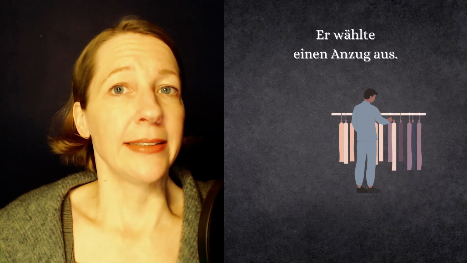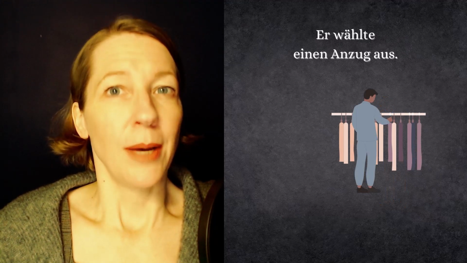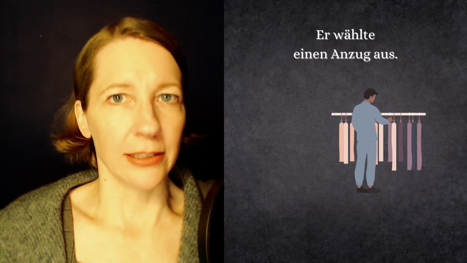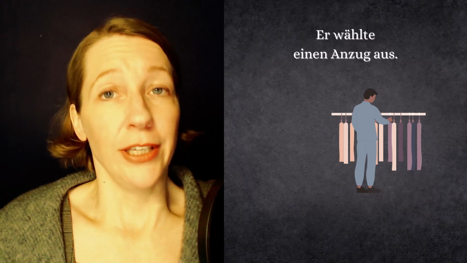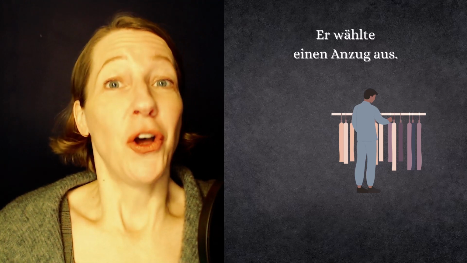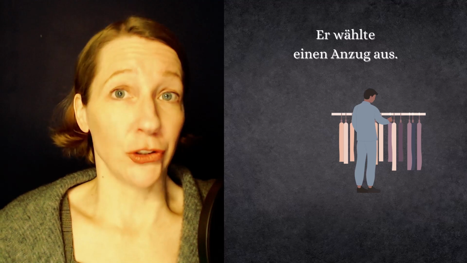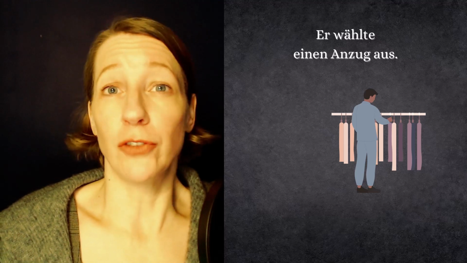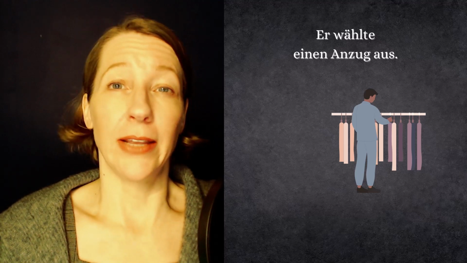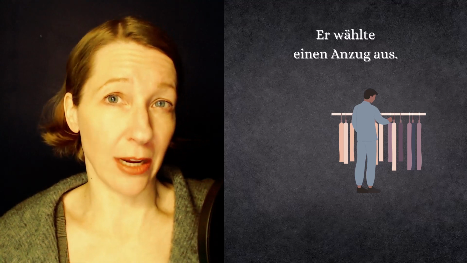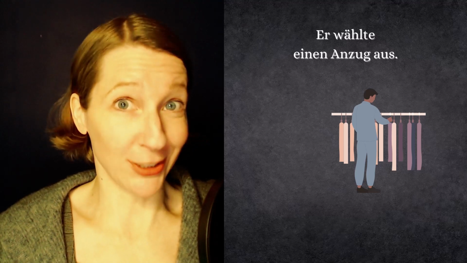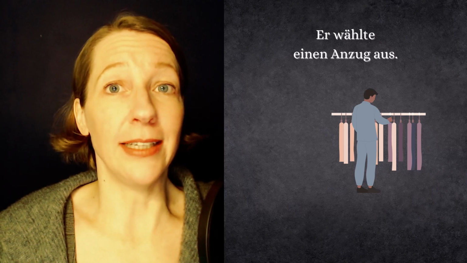But the same sentence can be used with auswählen. You can say, er wählte einen Anzug aus. But you would use that in a different context. For example, if that person we're talking about goes to a shop and wants to buy a suit, and then there's a certain number of suits to choose from, and then he decides that he is going to take one of those, so he picks one of those, that would be auswählen. Er wählte einen Anzug aus.